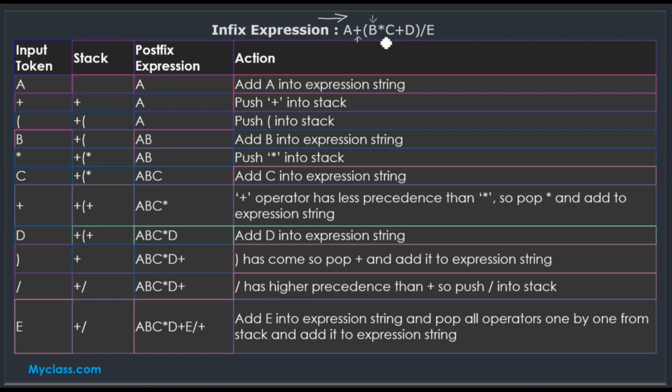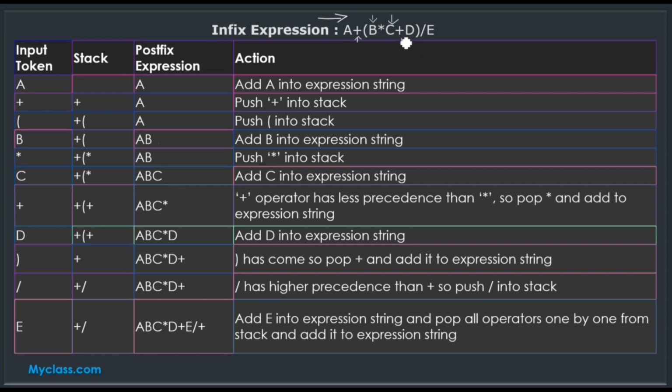Next is star, multiplication. If a scanned character is an operator and the stack's topmost element is an operator, then we check lots of conditions. If it is not an operator, no need to worry. We push that operator into the stack. Now the postfix expression is AB. Now our scanned character is C, adding C into the postfix expression.